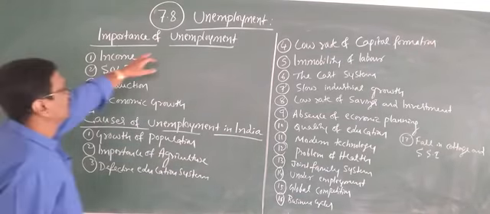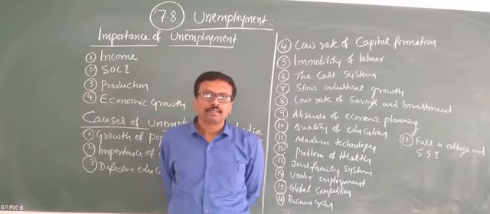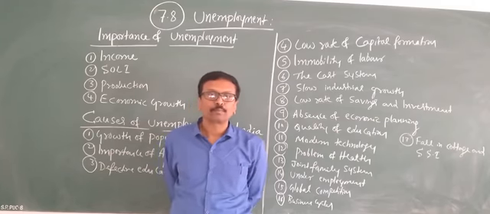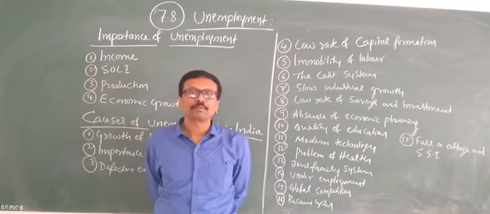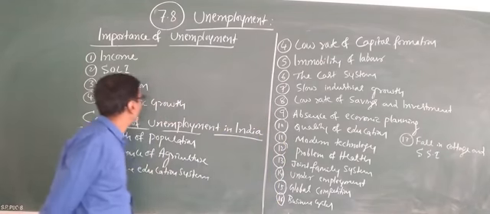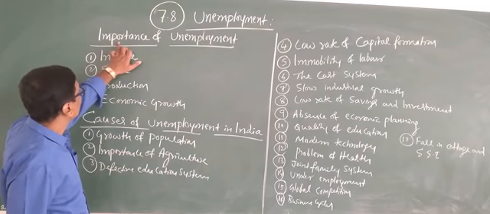Students, consider the concept 7.8, unemployment. If you know from the previous video, unemployment refers to a situation where a person cannot be gainfully employed in any productive activity or income generating activity. Then types of unemployment: disguised unemployment, open unemployment, chronic unemployment, technical unemployment, educated unemployment, seasonal unemployment. There are various types of unemployment. Then next concept, importance of employment.